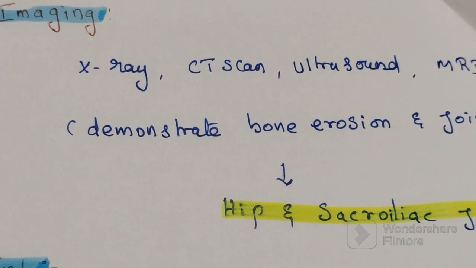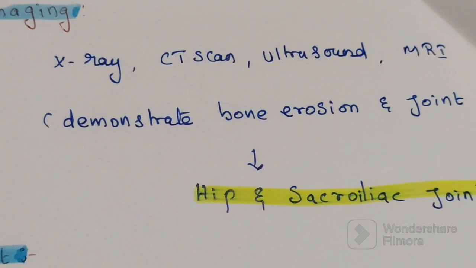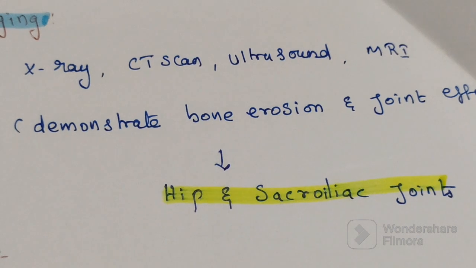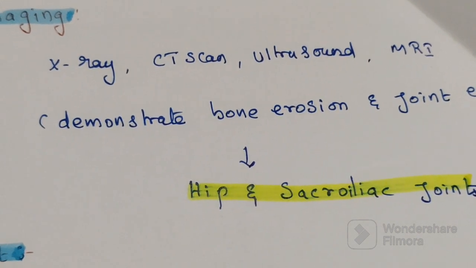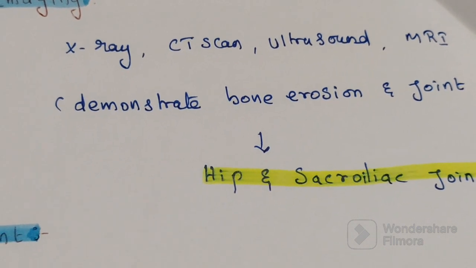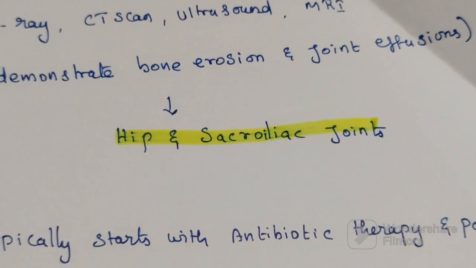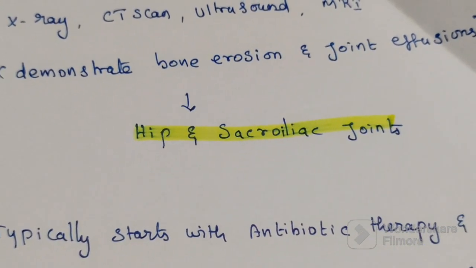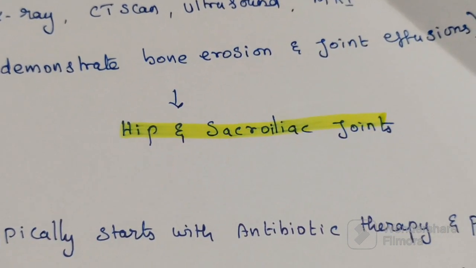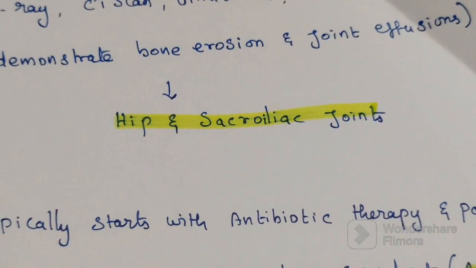In addition, imaging in the form of X-ray, CT scan, ultrasound, and MRI can also be very useful in demonstrating bone erosion and joint effusions, especially in the hip or sacroiliac joints.